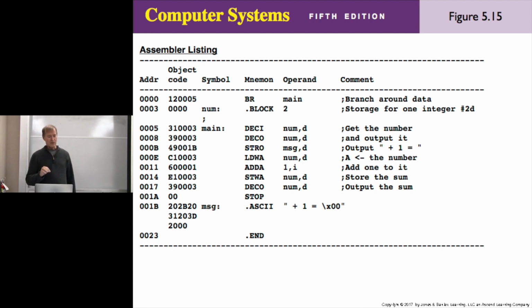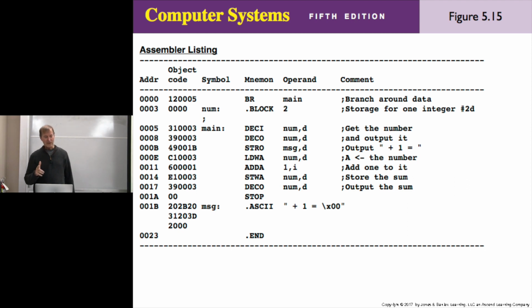And look, when we reserve storage for a number with that dot block 2, what did that dot block 2 generate? That's a dot command. What did that dot block generate? Those 2 bytes of zeros, right? But look what we have in front of the dot block. We have what? Num colon. So that defines a symbol called num. And what's the value of num? 0003, because that's where in memory that quantity is.